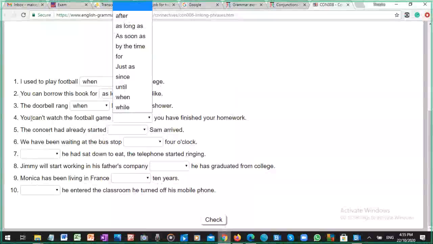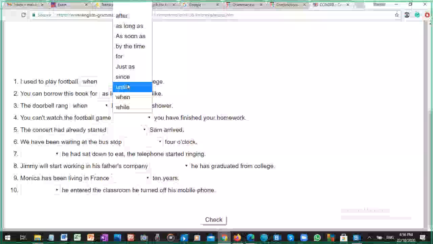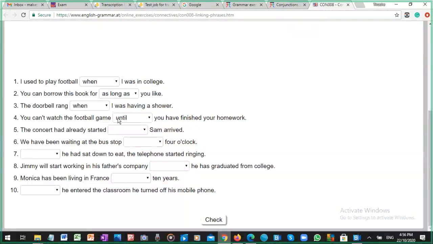But now it says you can't watch the football game. It means if you have not finished your homework, you can't watch the football game. So you can't watch the football game until you have finished your homework. Does that make sense? Okay. If this was can, then it would be as long as, but now it's can't. So you can't watch the football game until you have finished your homework. Does that make sense? Okay. All right. And the next one?